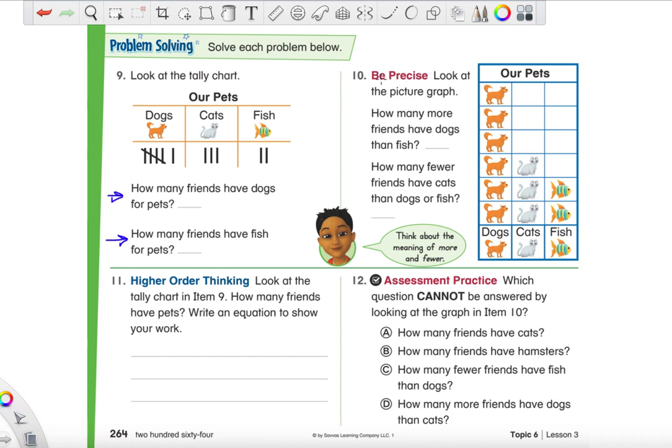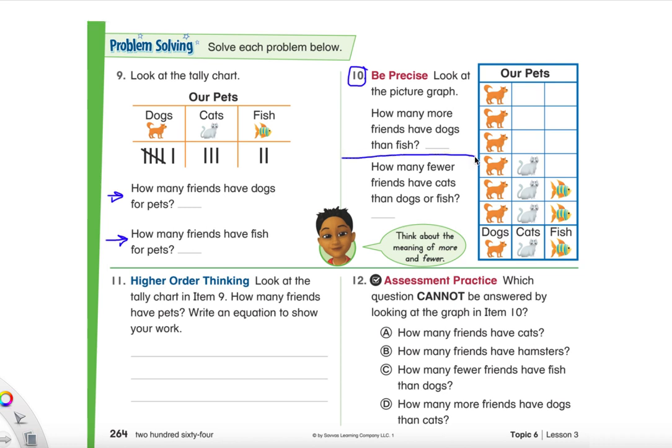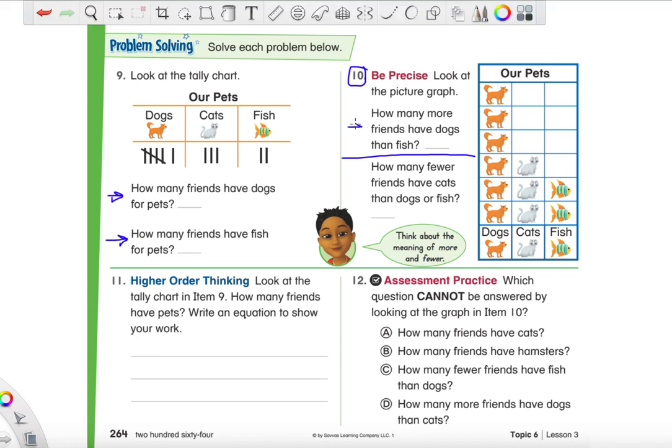And next, I'm going to be reading each part of question number 10 over here. And for this, we are going to use this picture graph about dogs, cats, and fish. I'm going to make a little line in between so you know that there's 2 different questions. You see it a little bit easier. I'm going to read this first question up top. How many more friends have dogs than fish? Again, you're comparing 2 things. I'll give you a quick hint. Here's the imaginary line. How many more dogs are there? Right? Not too crazy.